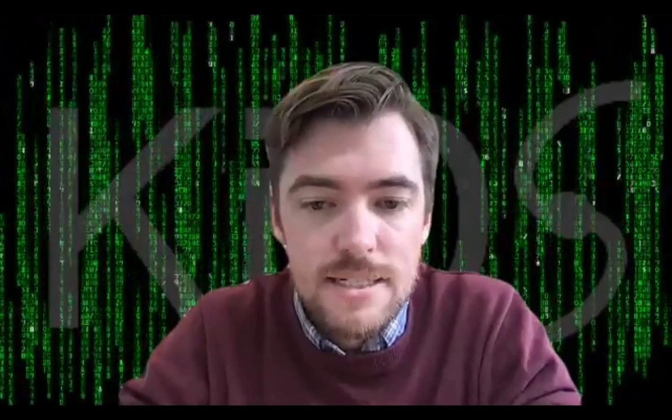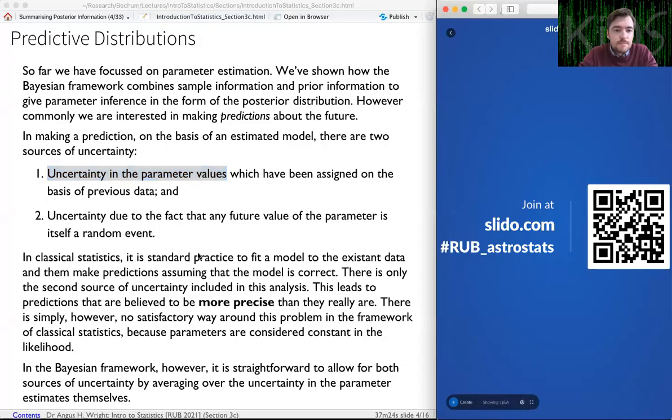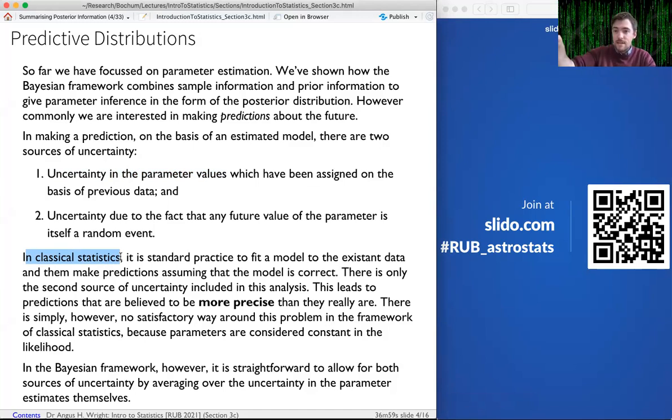Hopefully that makes sense. So going back now to our lecture slides. In classical statistics, the standard practice is what I just showed you, to make some prediction based on the assumption that the existing data give you a perfect inference about the underlying true model, and then to extrapolate that model and then to incorporate some uncertainty around it.